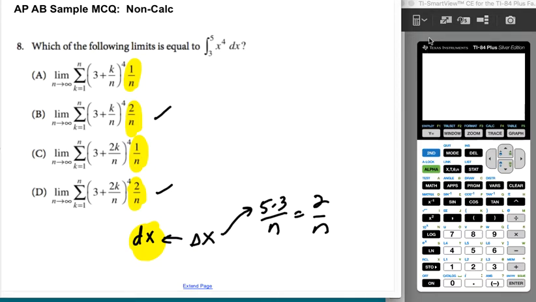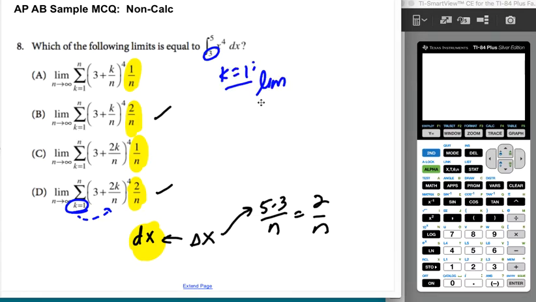The second thing I'm going to notice is that when I plug in the bottom value, the start value, I should be getting a 3 inside the function. So notice that the bottom bound starts as a 3. If I plug in the start value of k is 1, that would be true for either of these. So let's just see what happens if I plug in k as 1.